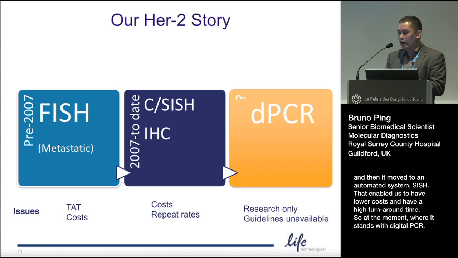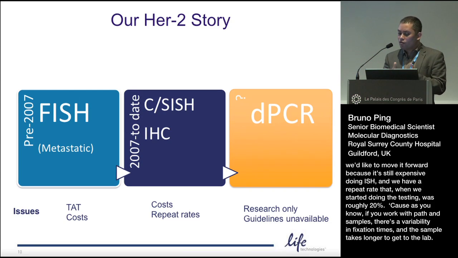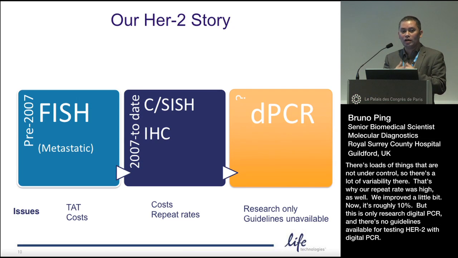At the moment, we'd like to move digital PCR forward because ISH is still expensive, and when we started doing the testing our repeat rate was roughly 20%. As you know, if you work with paraffin samples, there's variability in fixation times, and the sample takes longer to get to the lab. There are loads of things that are not under our control, so there's a lot of variability there, and that's why our repeat rate was high. Now we've improved a little bit, and it's roughly 10%. But digital PCR is only research at the moment, and there are no guidelines available for testing Her-2 with digital PCR. Let's move on to the other side.